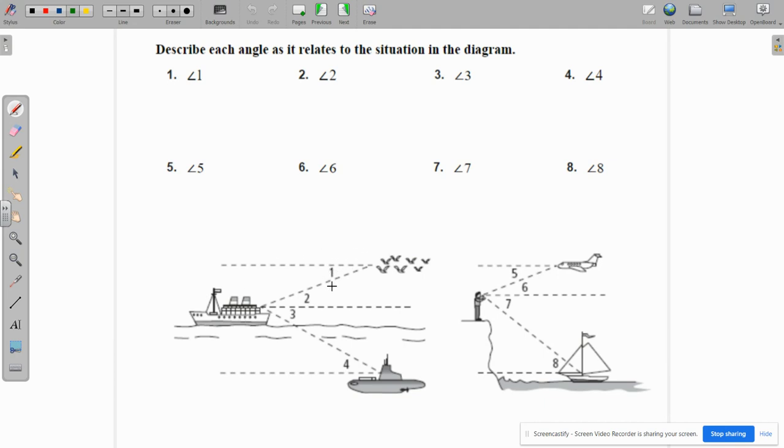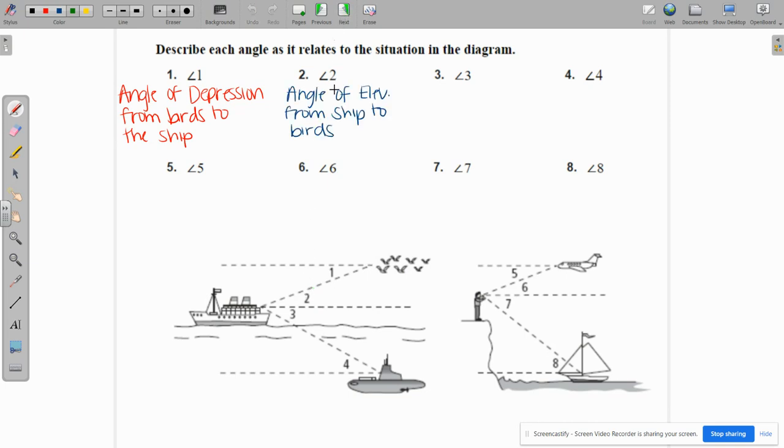So this angle number one right here, I can see here's the horizontal. It is under the horizontal. So angle one is going to be an angle of depression from the birds to the ship. That would be how I would describe angle one. Versus angle two, I can see that its horizontal is here and the angle is above that horizontal. So this is an angle of elevation, and it's from the perspective of someone on the ship looking at the birds. So angle two would be an angle of elevation from the ship to the birds.